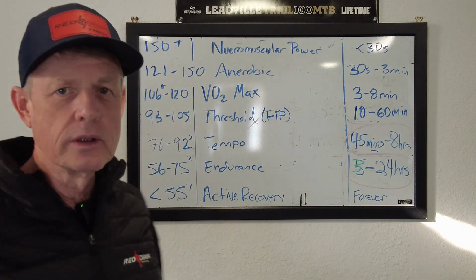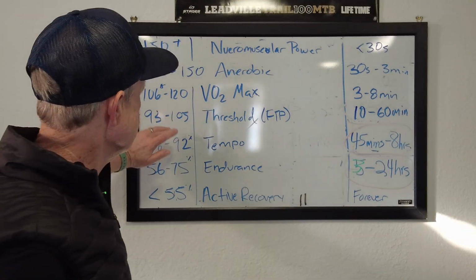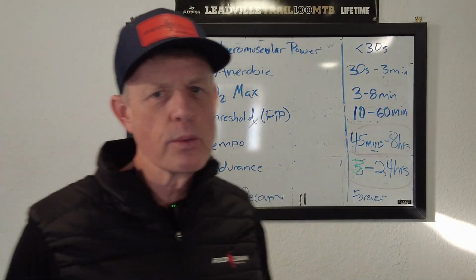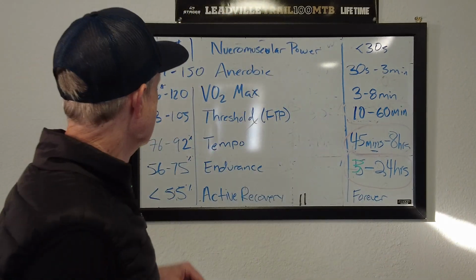Same with threshold. When we start doing threshold, we're going to start with 8 minutes, maybe 10 minutes, 12 minutes, and then we're going to work our way up. We're going to start usually at 96%, and we'll work all the way up to that 106%. And usually cap them at 10 to 12 minutes, but we might do 5 intervals with 3 minutes of endurance riding in between.